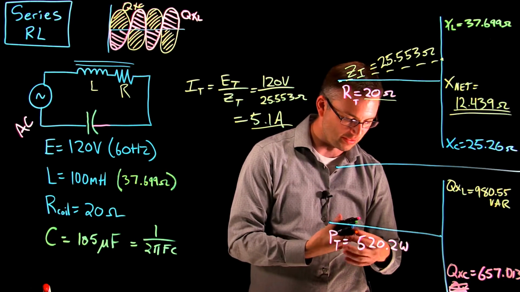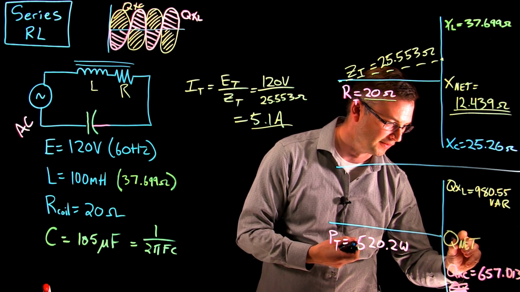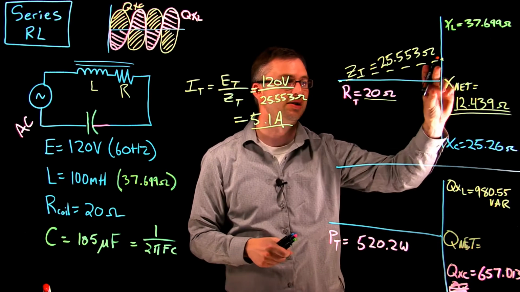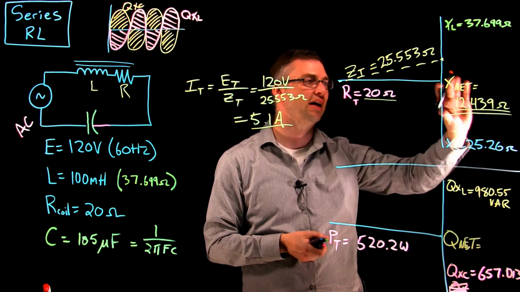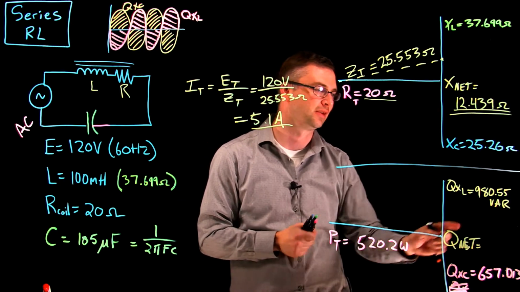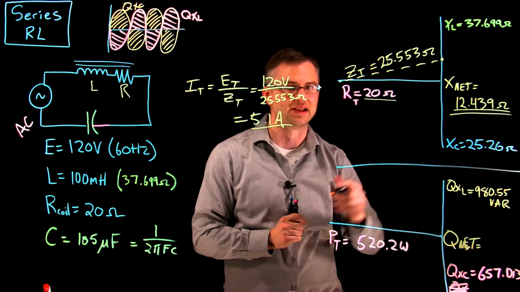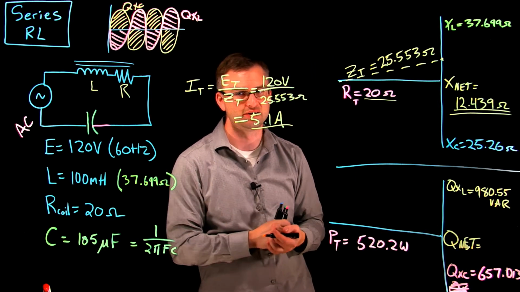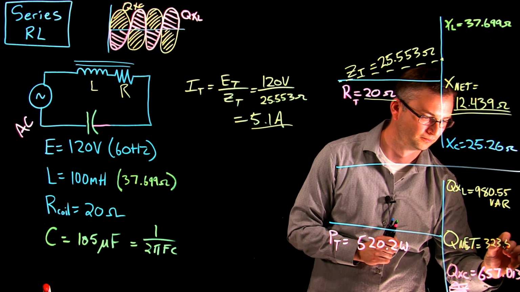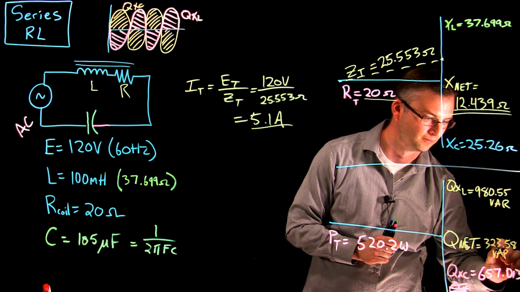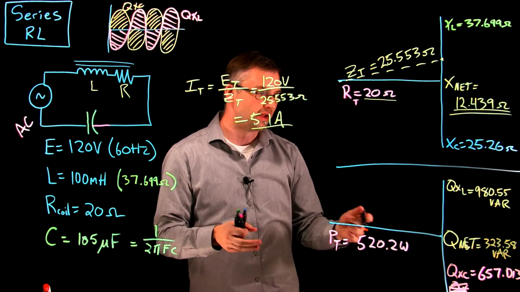Now, to find the difference of the two, there's two ways we can find what we'll call our Q net. The Q net is going to be I squared times X net, just like it was I squared times XL or I squared times XC. I squared X net will get us our Q net, or we can take our 980 vars, subtract off 657 vars, and that'll give us our Q net as well. So we'll get 323.538 vars.